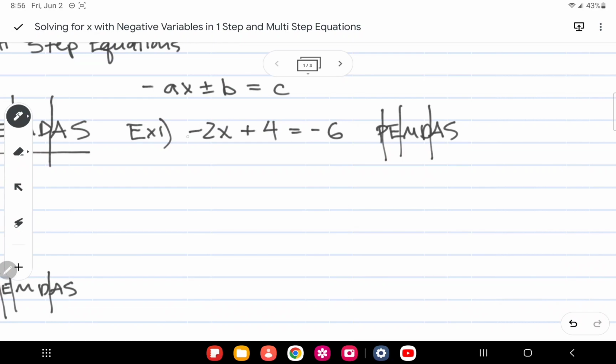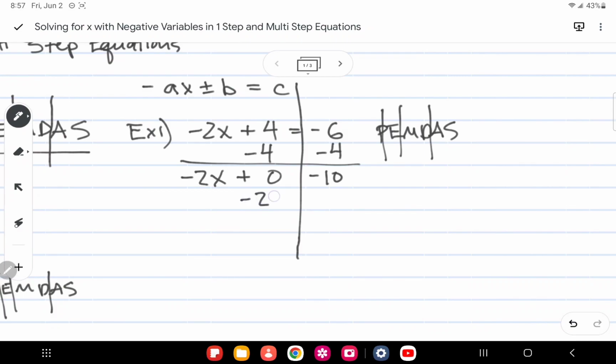Now the operation that's being done to this variable is the plus 4. Opposite of that is subtraction, so we are going to subtract 4 on both sides. Do not forget about the wall. Plus 4 minus 4, that's just 0. -6 minus 4, that is -10. And we will bring down whatever it is that we did not use. Now plus 0 just goes away, and we are left with this.